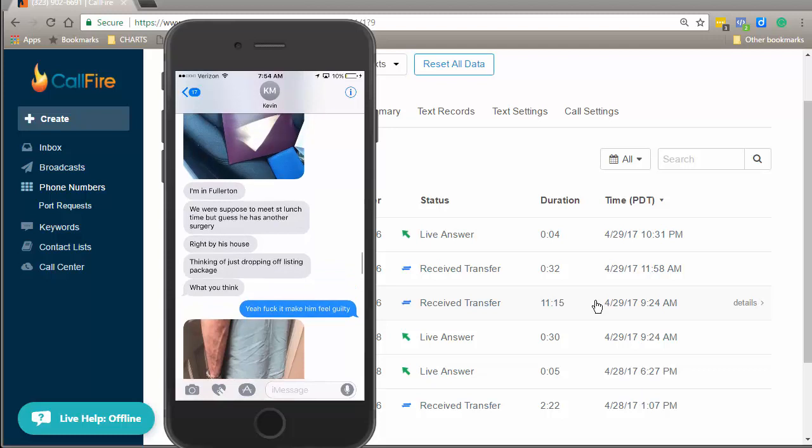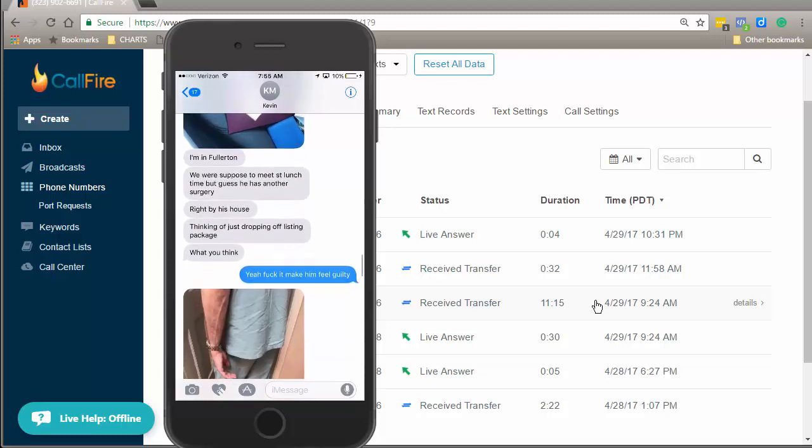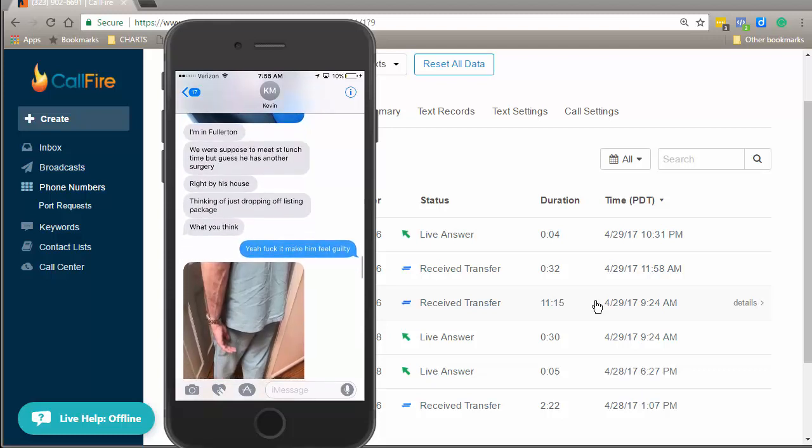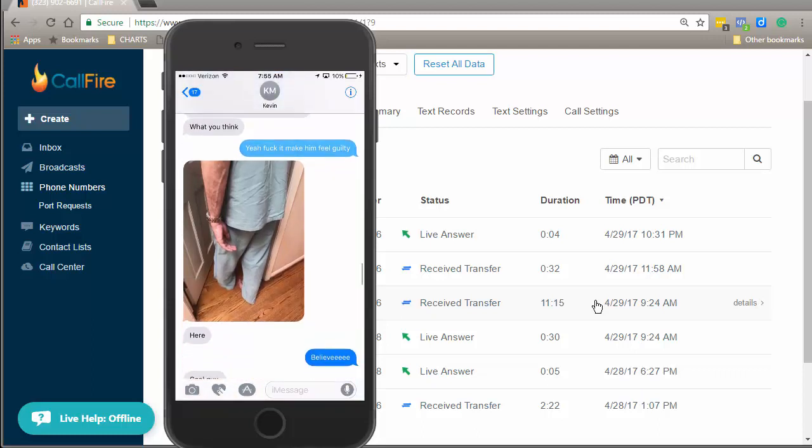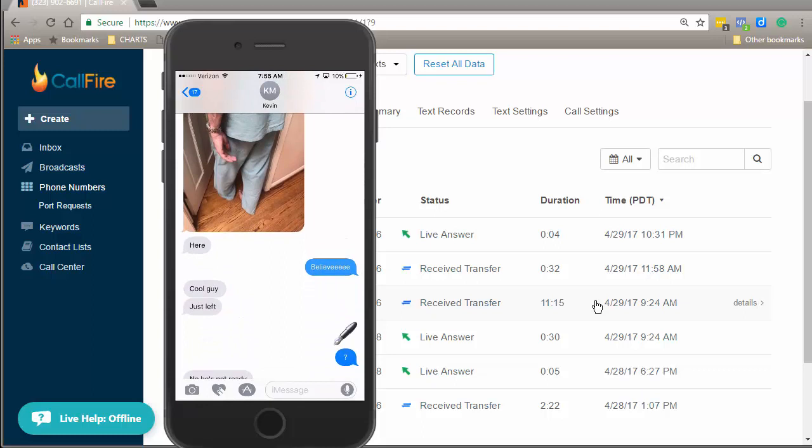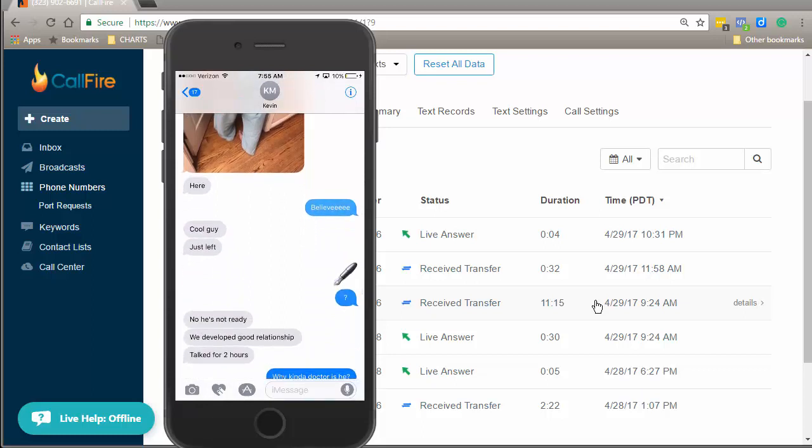But the reason why I said that is because he canceled on him originally. And I was joking around, says, you got to make him feel guilty. And then he told me the backstory that he's an actual doctor. Here's the actual picture of him and the doctor. He sends this kind of stuff. And then here, and I told him, believe. And it says, cool guy just left. And I gave him the actual signature and says, did you get that? And he says, no, he's not ready.